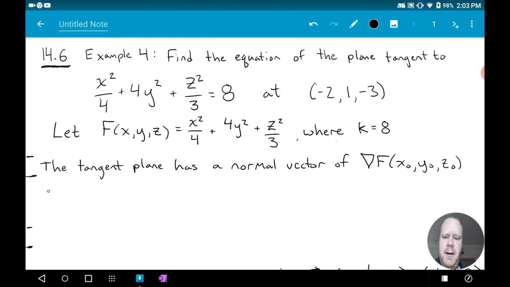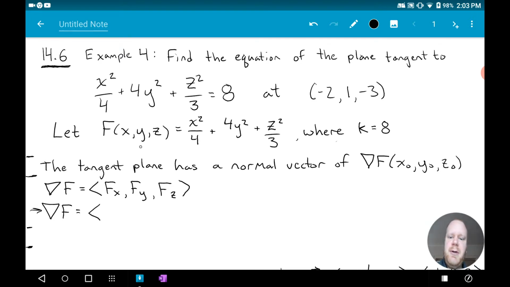So in order to solve for this, we can first solve for the gradient. So the gradient of F, remember gradient is just a vector of the partial derivatives. In this case, partial derivative with respect to x, y, and z. Relatively easy to take the partial derivative of these, so we'll get, let's see, 2x over 4, so x over 2, 8y, and then F sub z is going to be, let's see, 2z over 3.